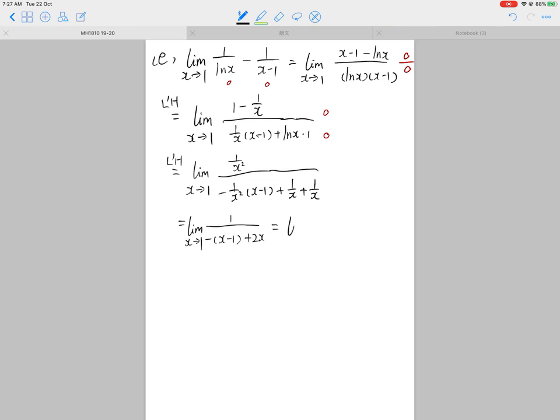Okay, it's just limit 1 over x plus 1, right? When x is approaching 1. So it is 1 over 2. Okay.